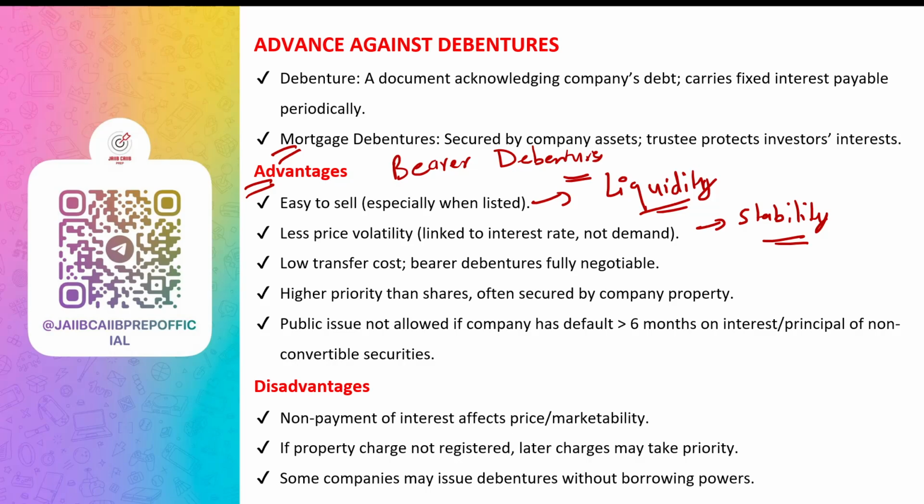There are certain disadvantages as well. For instance, default risk is always there. So if the company delays or fails to pay interest, debenture prices fall and their marketability reduces. Registration issues are there. If a charge on company property is not properly registered, subsequent charges may gain priority, reducing the banker's claim. And some companies may issue debentures without proper authority or borrowing power, making them invalid. They are ultra vires issues.